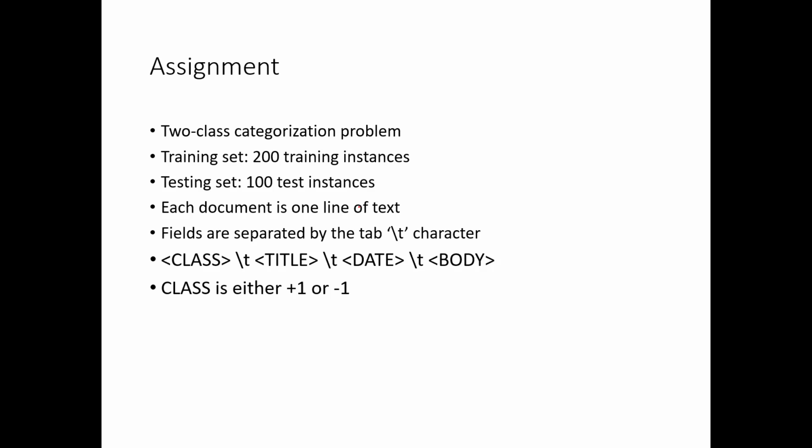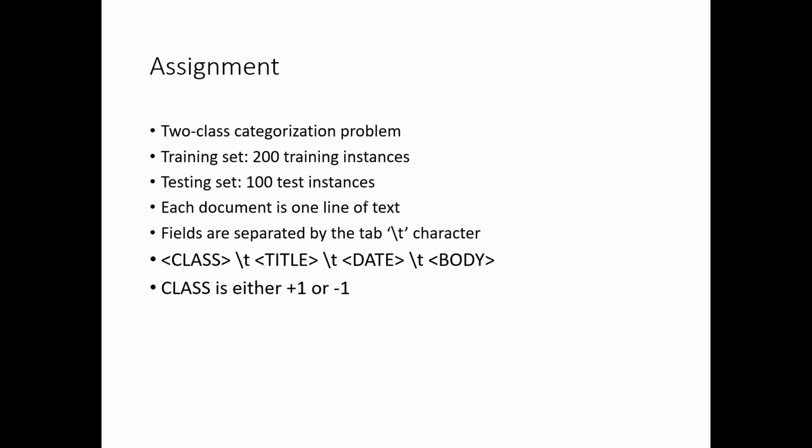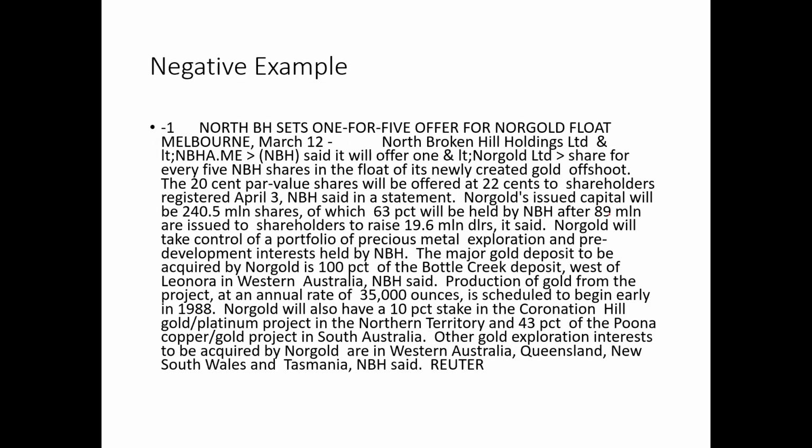So I told you this is a binary problem, and a positive example, the instance labeled with plus, looks like this. You have class, title, date, and body. Title, date, and body is everything in one single example. Similarly, a negative example looks the same. So the idea is you build a model to predict, when you're given a text, whether it belongs to a positive category or a negative category.